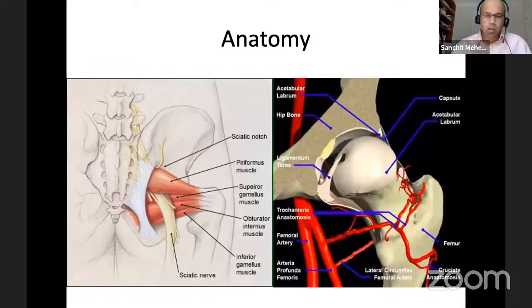So the posterior approach hinges on these two important things. So the short external rotators, as they're called, or quadriceps coxae, as is labeled in the modern literature. So the piriformis, the two gemelli, and the obturator internus, and then going on to the obturator externus and quadratus femoris if you need to. And the thing of note is the medial circumflex femoral artery and the branches of the same. So those are the kind of things that it hinges around, and the sciatic nerve, obviously, which you need to protect.